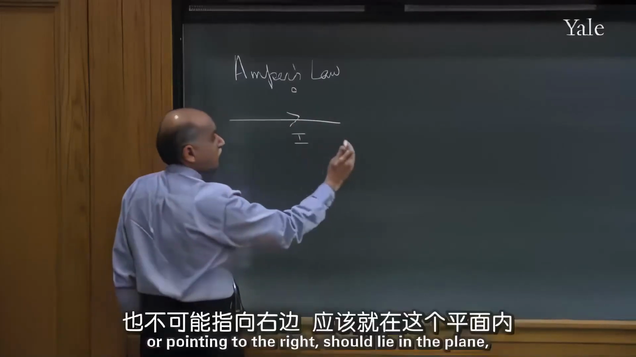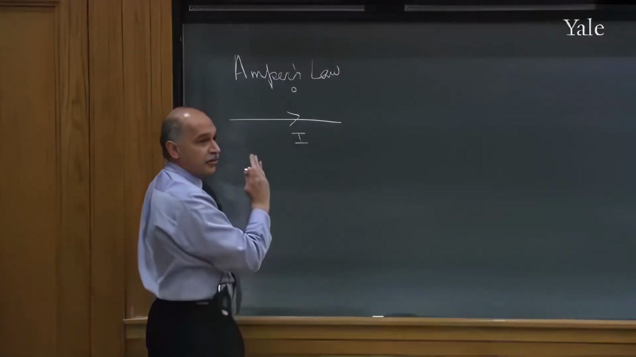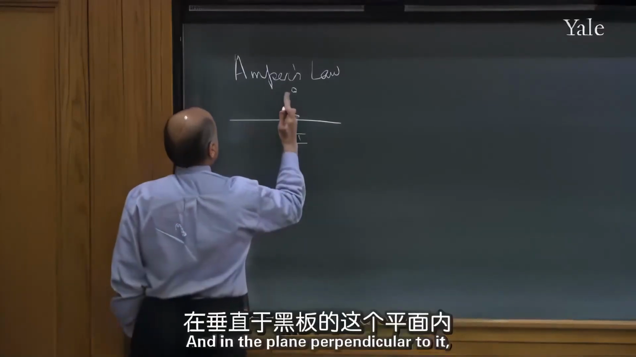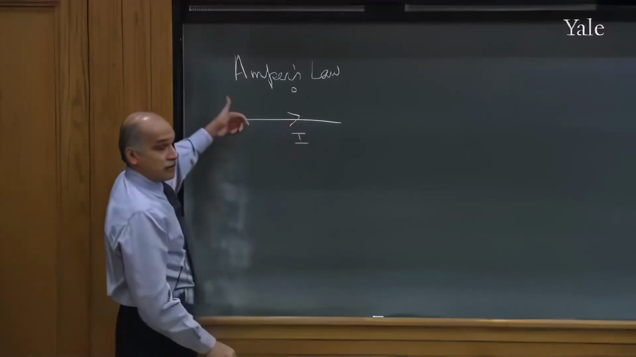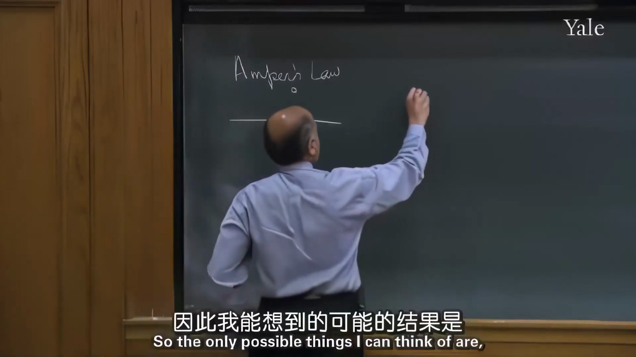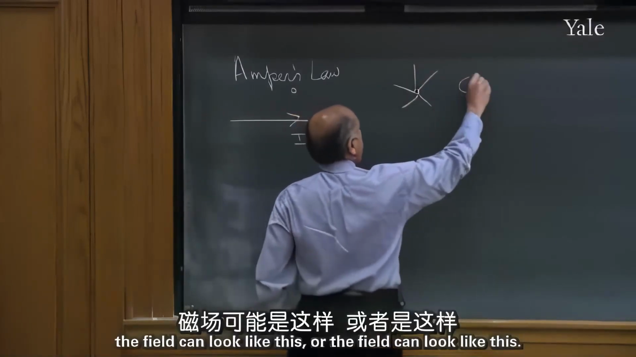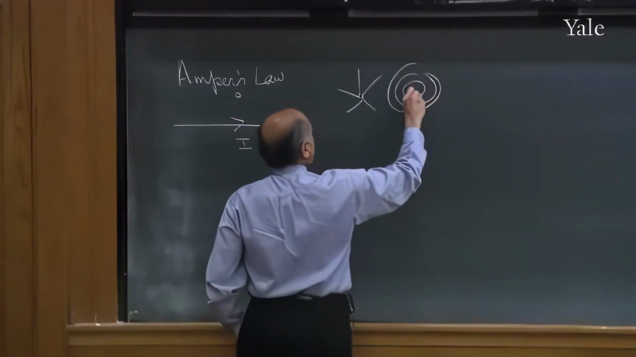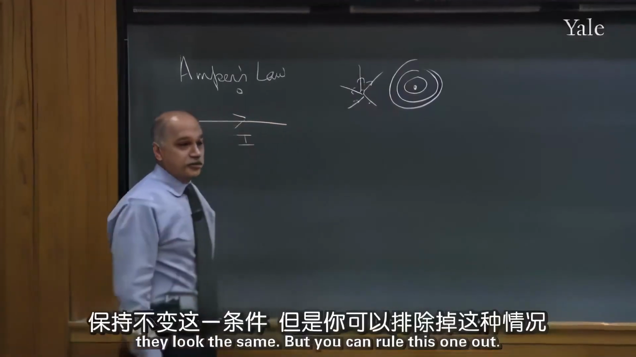pointing to the left or pointing to the right. It should lie in the plane, because there's no reason to bias one way or the other. And in the plane perpendicular to it, the field should be invariant when you rotate the wire, because the wire looks the same when you rotate it. So the only possible things I can think of are the field can look like this, or the field can look like this. They both have the property that when you rotate the wire, they look the same.